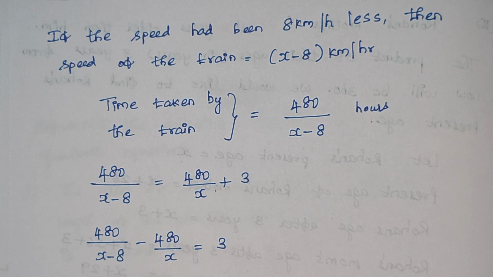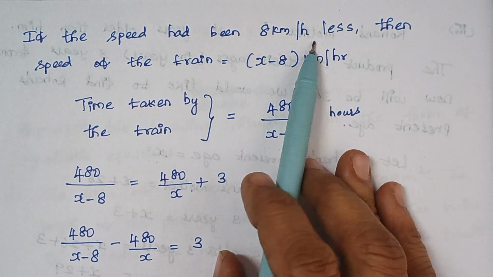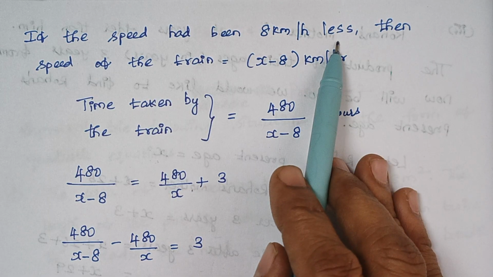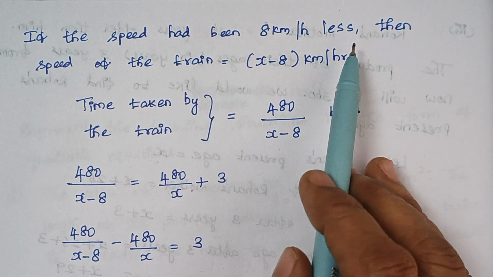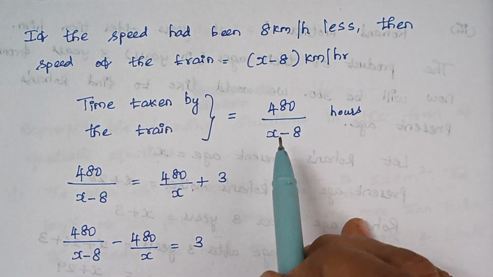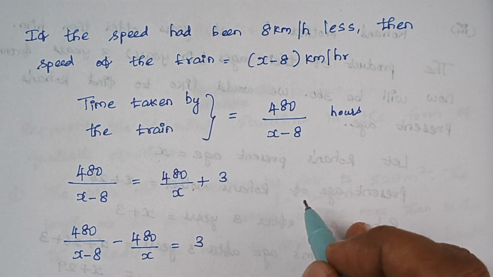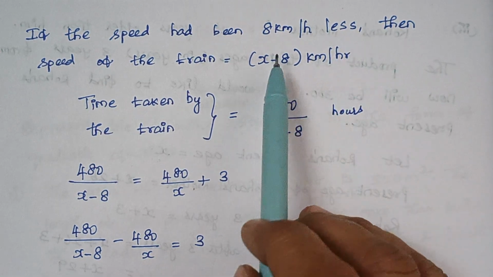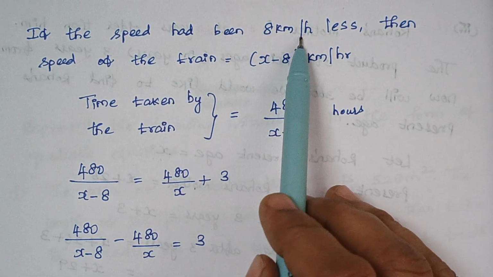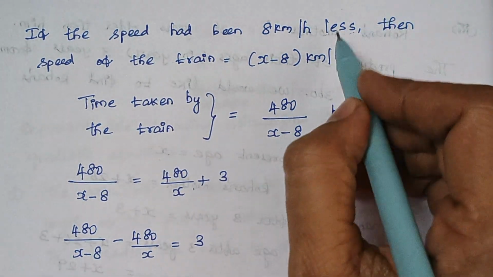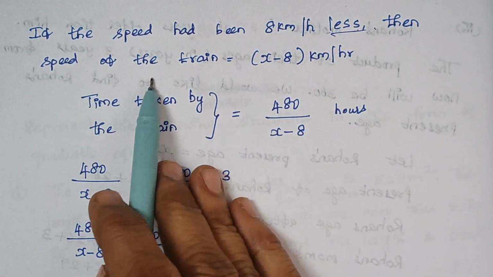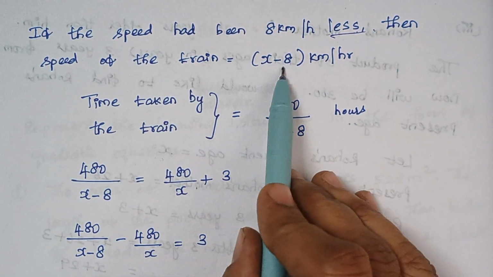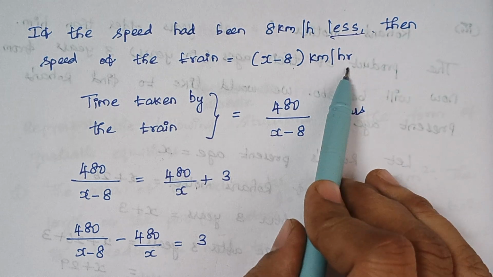So, if the speed had been 8 km per hour less, okay, we are decreasing the speed. Then now what will be the speed of the train? Initially, the speed of the train is taken as x. Now, it is reduced, right? It has been 8 km per hour less. So, the speed is reduced. Therefore, speed of the train is given by x minus 8 km per hour.